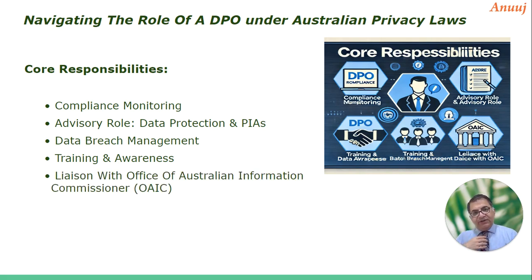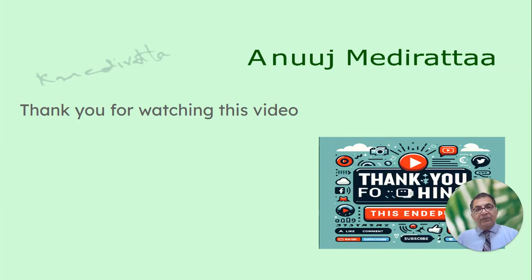And last but not the least, he has to liaise with the OAIC, or the Office of the Australian Information Commissioner, whenever there is a breach, and for other regulatory filings, and confirming that the regulatory things are happening very well. That's about the role of a DPO when it comes to the Australian privacy principles.